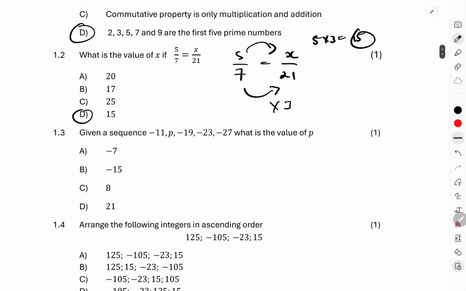Right, let us go to 1.3. Given a sequence: negative 11, P, negative 19, negative 23, and negative 27. What is the value of P?